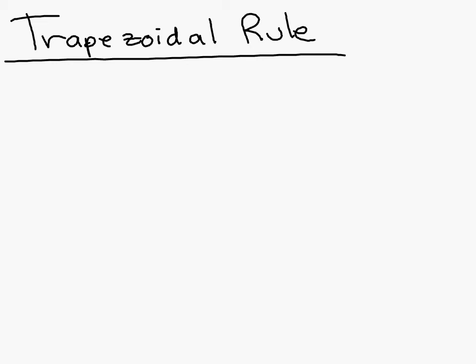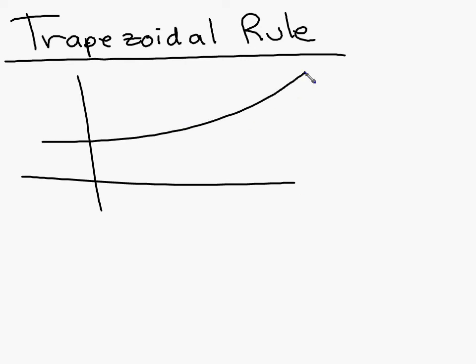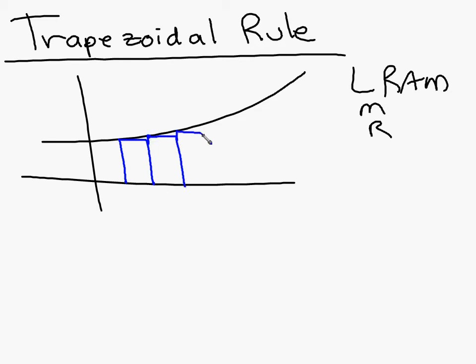Going to cover the trapezoidal rule. And all we really have to do to understand the trapezoidal rule is remember everything that we learned about LRAM, MRAM, RRAM, all of those. If you remember, when we did LRAM, we used left-hand endpoints to calculate the areas of all these individual rectangles, and then we added them together.